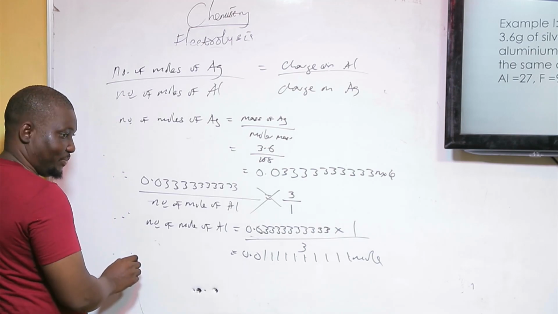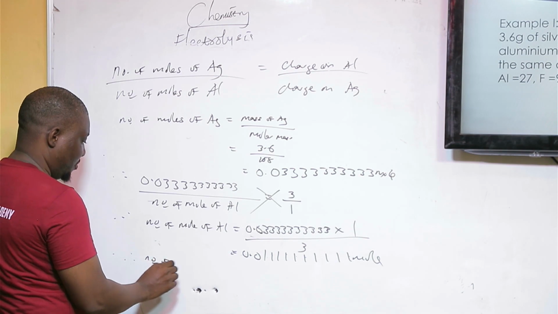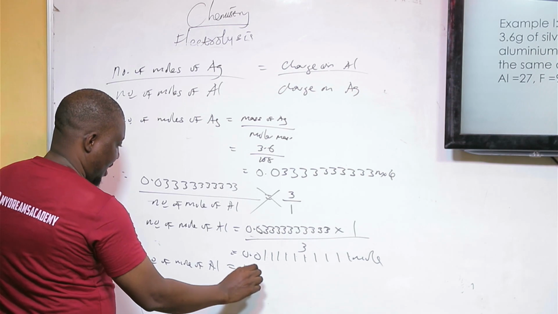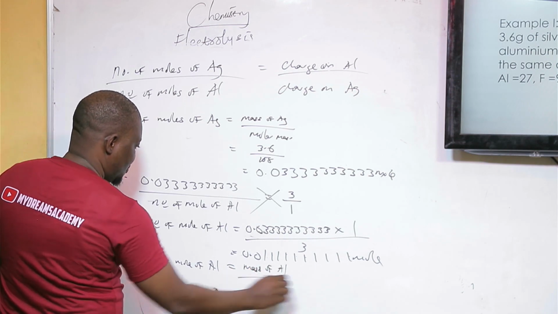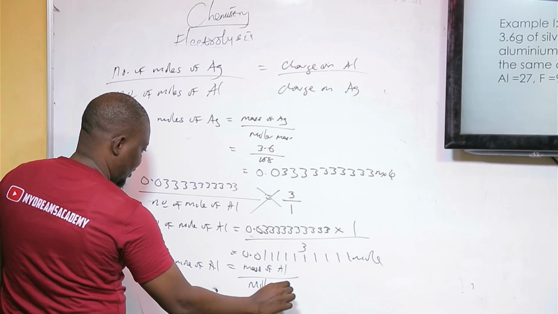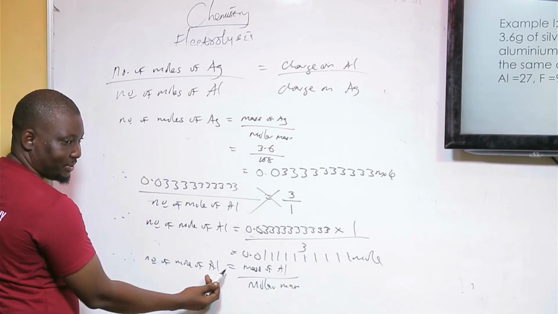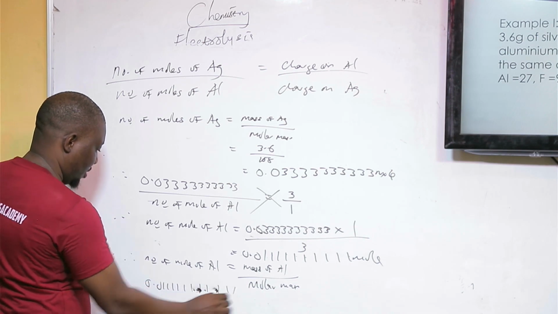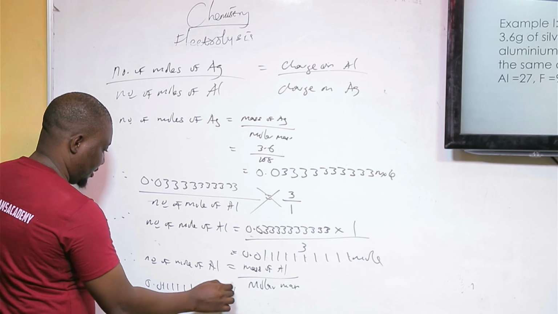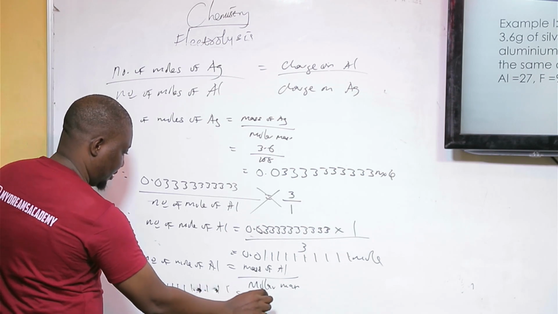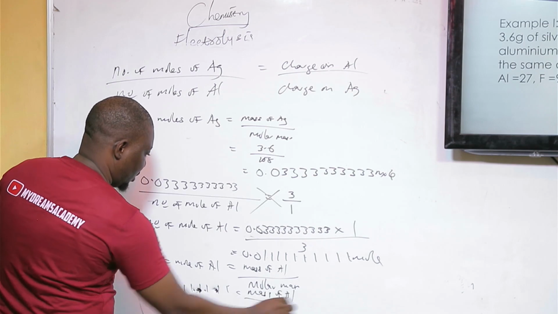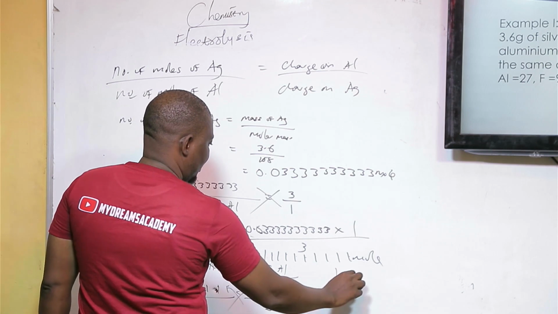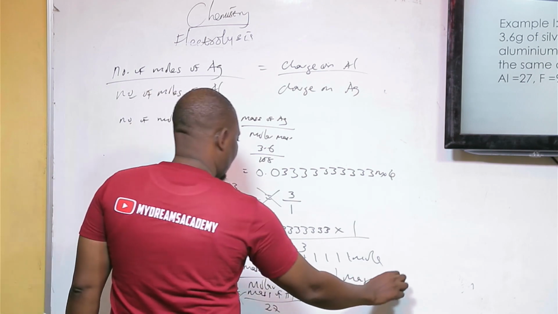Therefore, number of moles of Al is equal to mass of Al over molar mass. So I'm going to plug this in here now. This number of moles, 0.0111111111, is equal to the mass of Al over the molar mass of Al. What's the molar mass of Al? 27. Okay, what's the answer now? So what's the mass now?